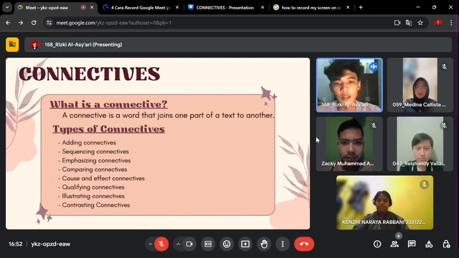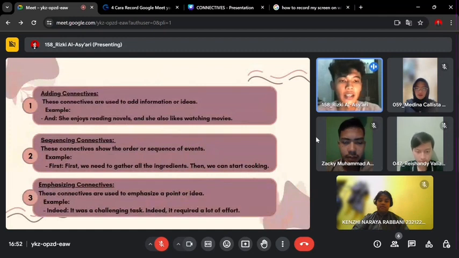And there are types of connectives. There are adding connectives, sequence connectives, emphasizing connectives, comparing connectives, cause and effect connectives, qualifying connectives, illustrating connectives, and contrasting connectives. The first one is adding connectives. These connectives are used to add information or ideas. For example, the word is and. She enjoys reading novels, and she also likes watching movies.